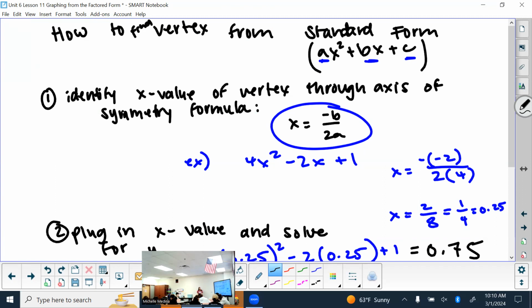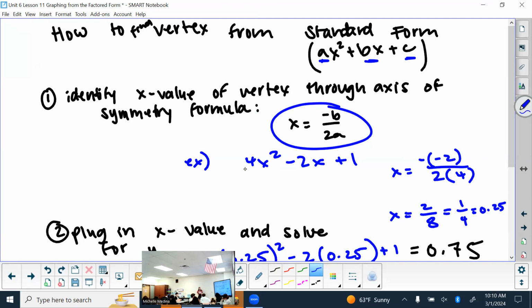So step 1 would be to identify the x value of the vertex through the axis of symmetry formula. Here's that formula. You'll be asked about that on your test. Not today, but like your unit test. So if you have it in standard form, you can use this formula to estimate the x value of your vertex. Remember, standard form uses the letters A, B, and C, which represent numbers. And we have B and A in our formula. That's where we're getting these values from.